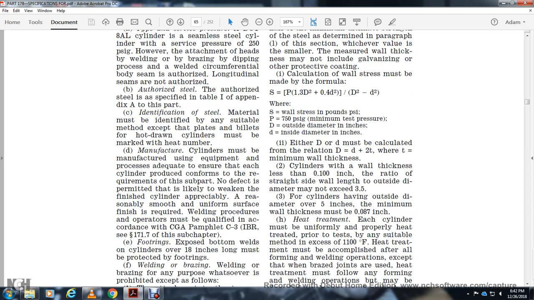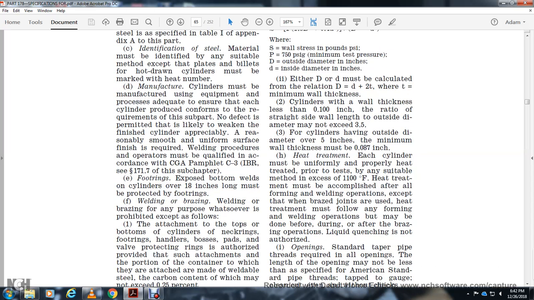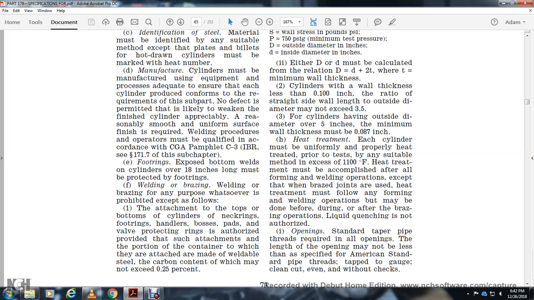Heat treatment: cylinders must be uniformly and properly heat treated prior to testing by a suitable method in excess of 1100 degrees. Heat treatment must be accomplished after performing the operation, except for the raised joints. Heat treatment must follow any of the forming or welding operations, but may be done before or after the brazing operation. Liquid quenching is not authorized.